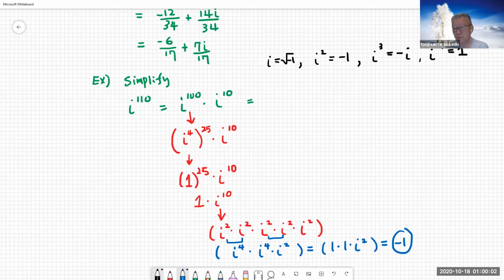So, using the definition that we came up with earlier, i equals the square root of negative 1, i squared is negative 1, i cubed is negative i, and i to the fourth is 1. We can actually simplify some of the very, very big exponents using that property.